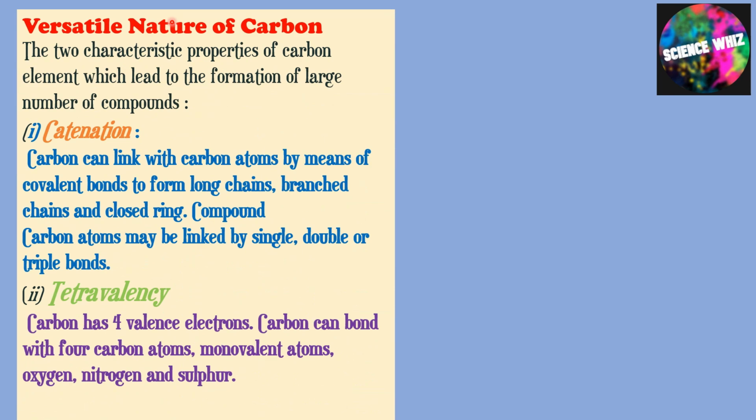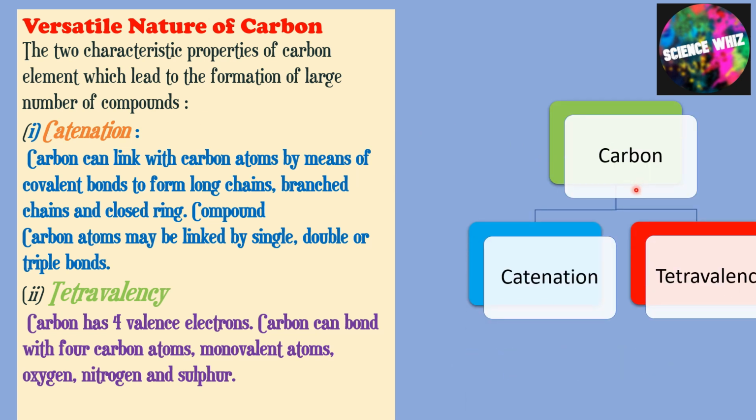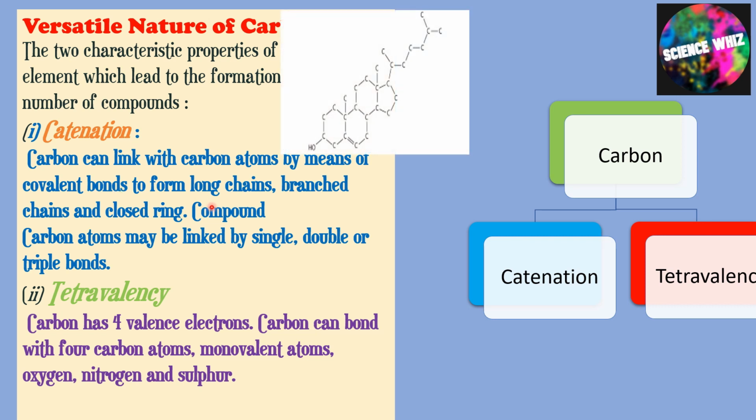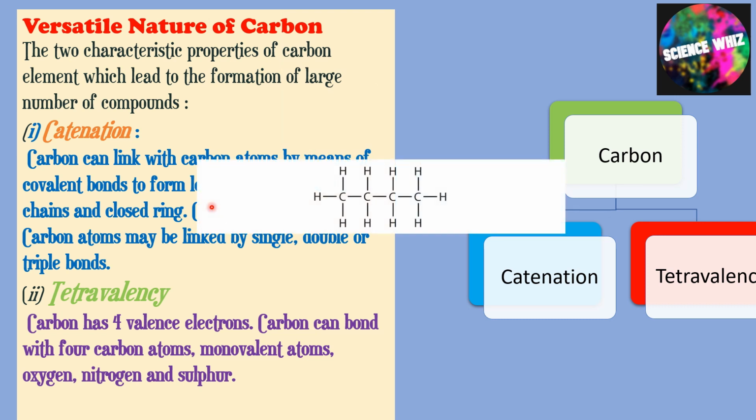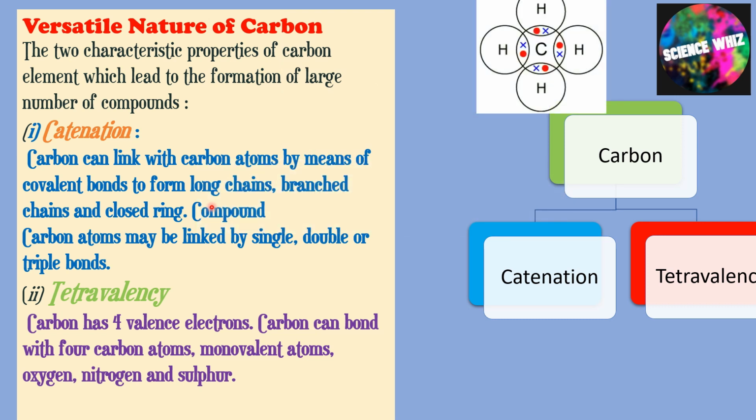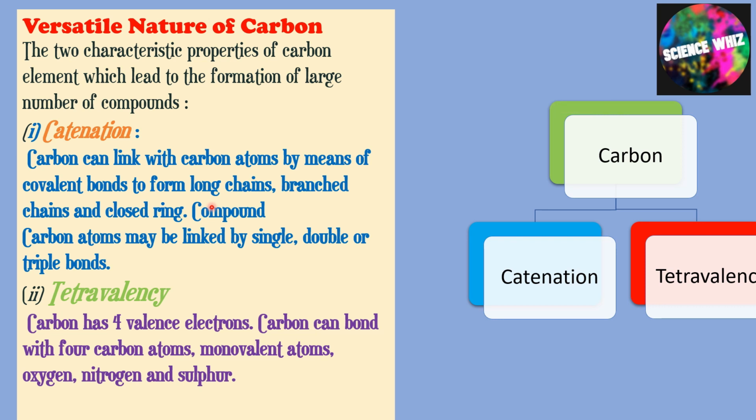Versatile nature of carbon. The 2 characteristic properties of carbon element which led to the formation of a large number of compounds are catenation and tetravalency. Catenation. Carbon can link with carbon atoms by means of covalent bonds to form long chains, branch chains, and closed rings. In compounds, carbon atoms may be linked by single, double, or triple bonds.